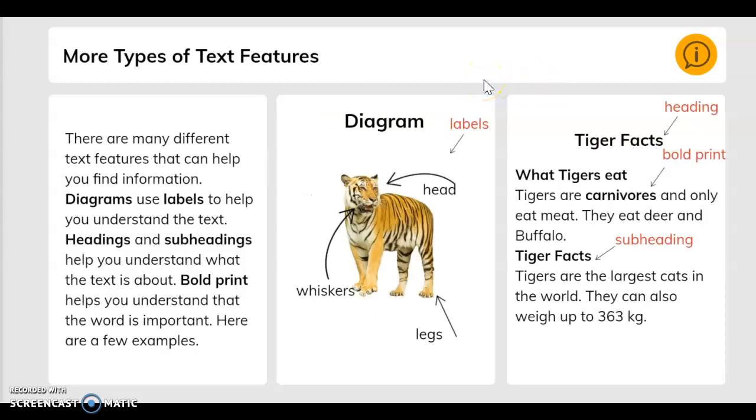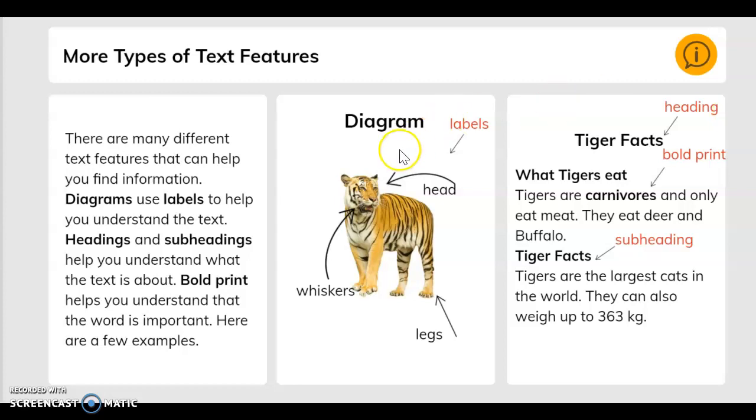More types of text features. There are many different text features that can help you find information. Diagrams use labels to help you understand the text. Headings and subheadings help you understand what the text is about. Bold print helps you understand that the word is important. Here are a few examples.